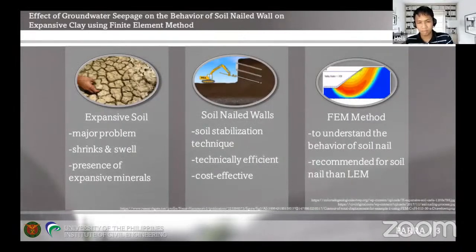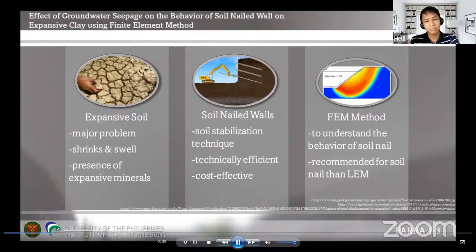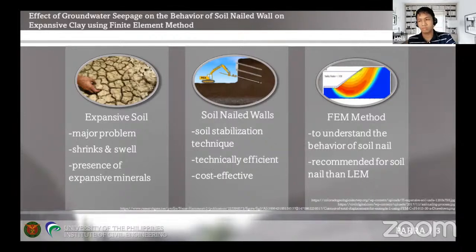Among the different soil stabilization techniques, the application of soil nails is one of the technically efficient and cost-effective methods of stabilizing slopes, excavations, and retaining walls. Its behavior highly depends on the type of soil where it is installed. The stability of soil nails on expansive clay is significantly affected by the shrinking and swelling behavior of the soil when subjected to moisture. To understand its behavior, finite element analysis is the recommended process to avoid the limitations provided by other methods.